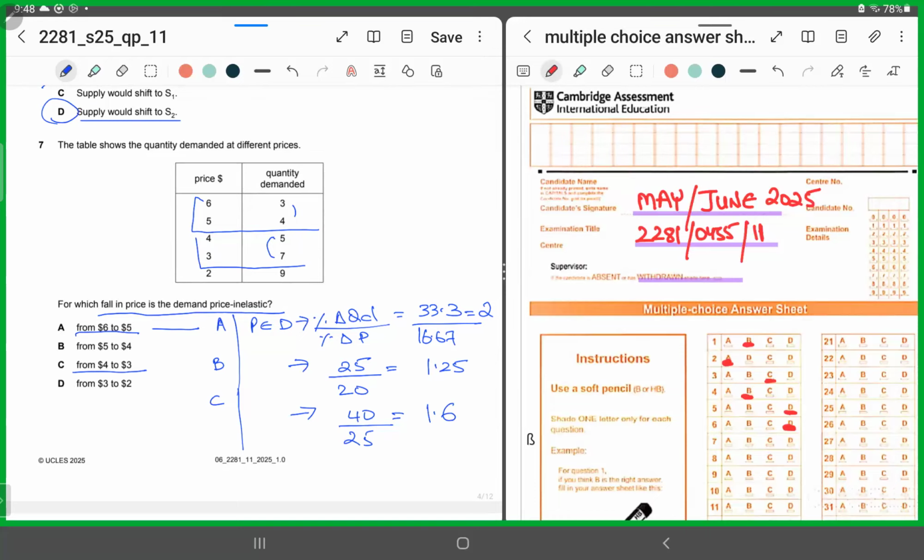Finally, for option D, from $3 to $2, it would be 9 minus 7, 2 upon 7 into 100. So the numerator value you would be getting would be a 28.57. Divided by the denominator value, the percentage change in price is 33.3%. And it would yield you a PED of 0.857, a 0.86. So if you look at the value, this is where it's less than 1. So this is showing PED is price inelastic. So for 7, it has to be D. So we'll shade in D as the correct response. You need to calculate it and then you'll arrive at the correct answer. All right.